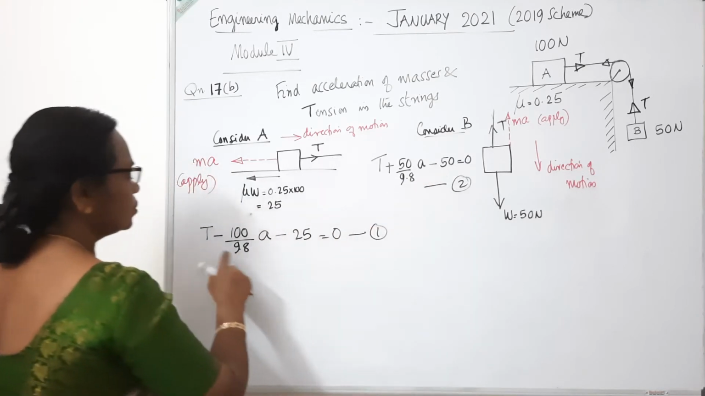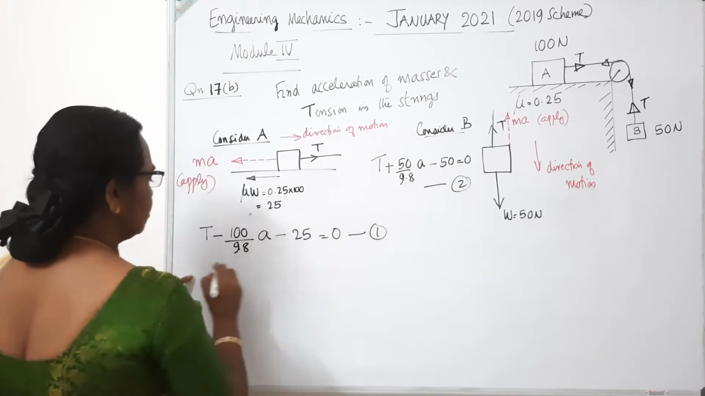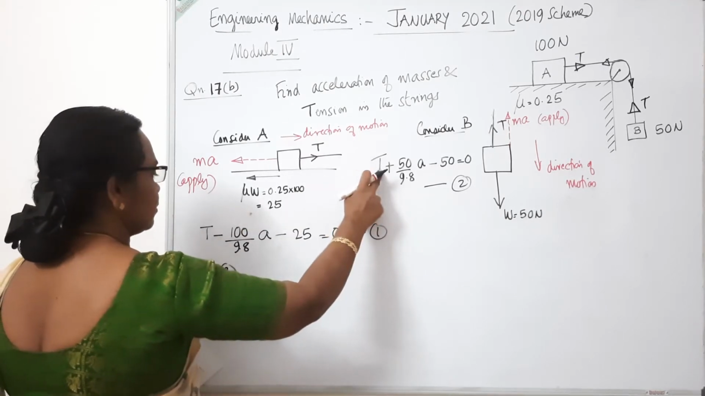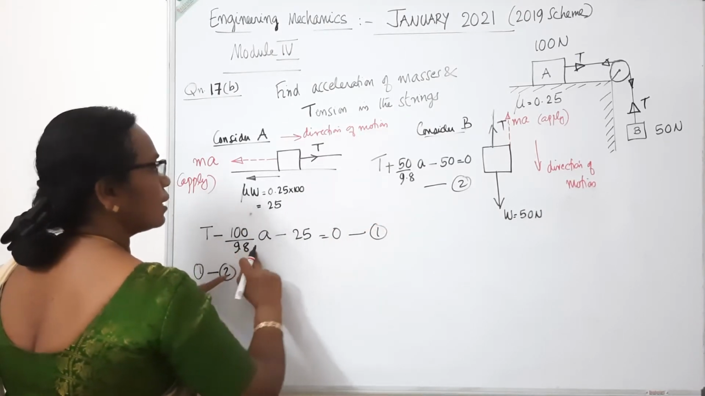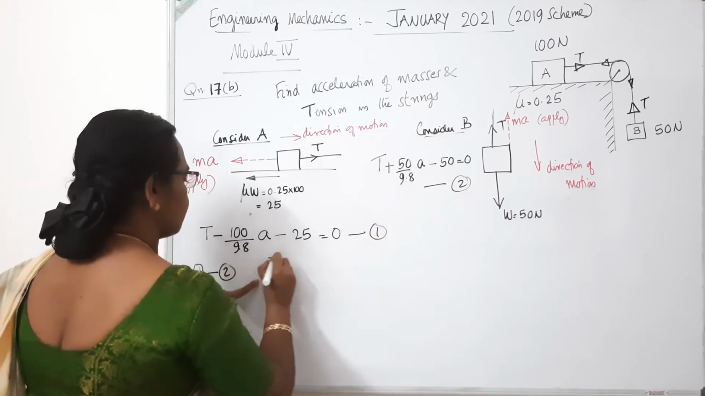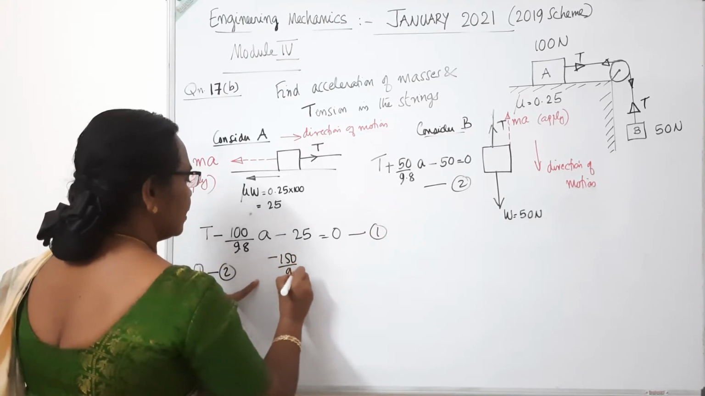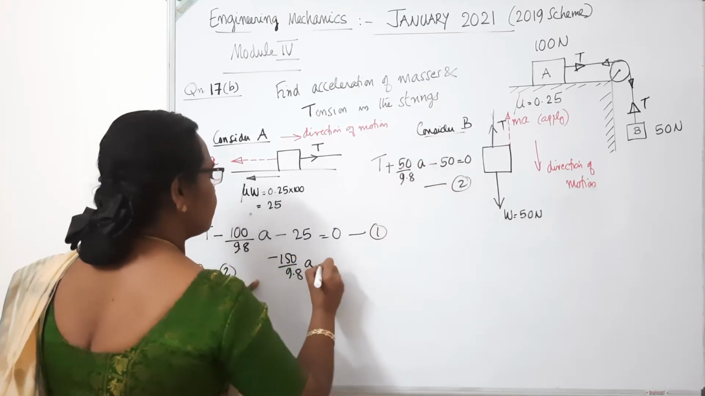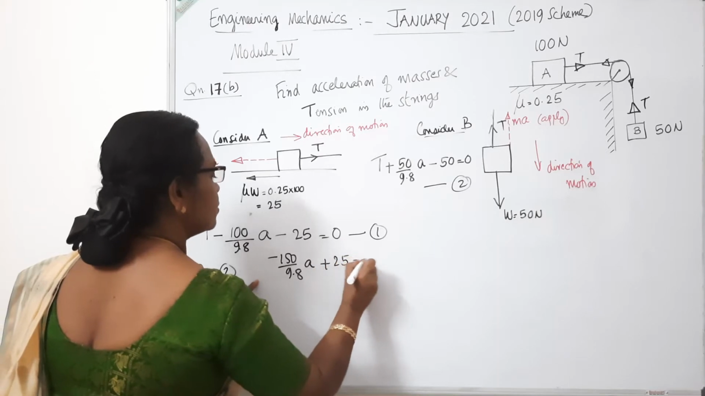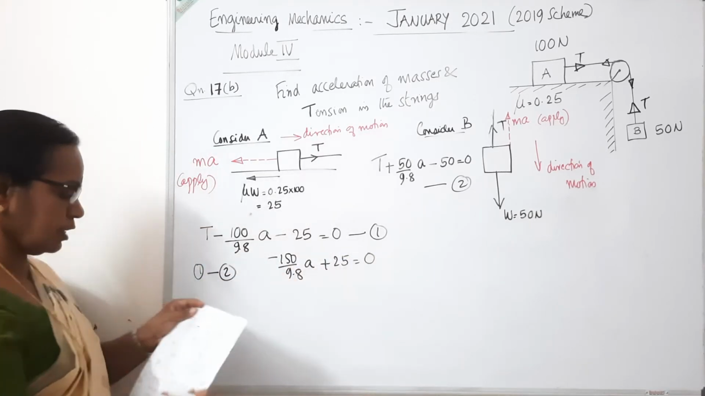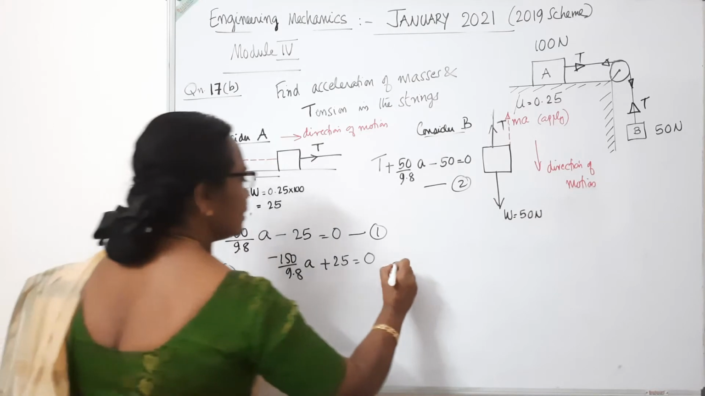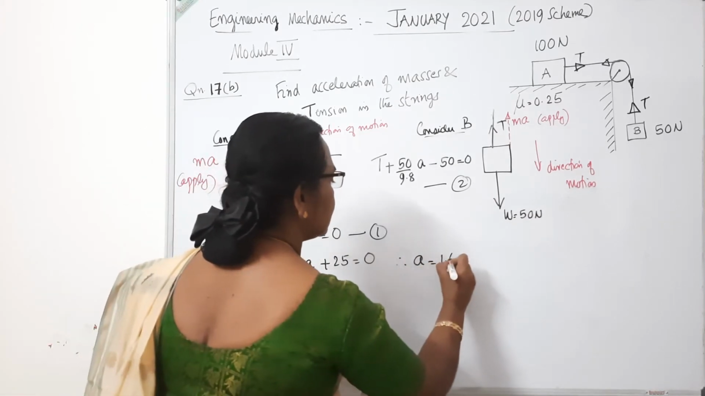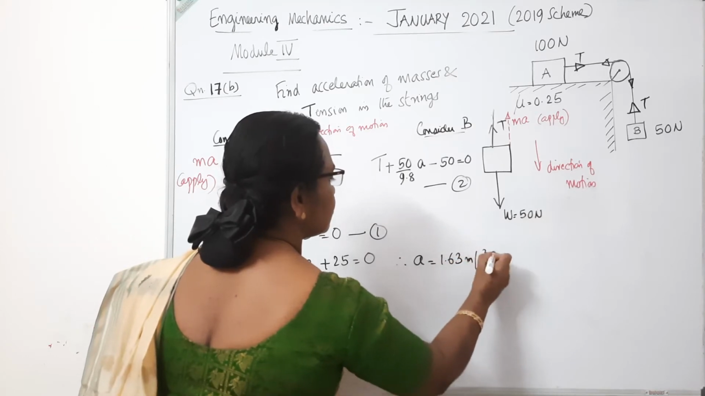Solve between 1 and 2. First, equation 1 minus 2. This minus this, T minus T, is 0. Minus 100 by 9.8 minus 50 by 9.8, so we will get minus 150 by 9.8 A, minus 25 plus 25 is equal to 0. Equation 1 minus 2 will give, from that, we can get the acceleration of the system: 1.63 meter per second square.